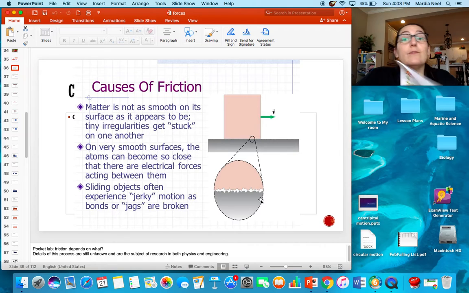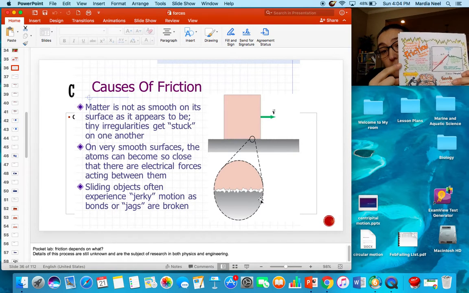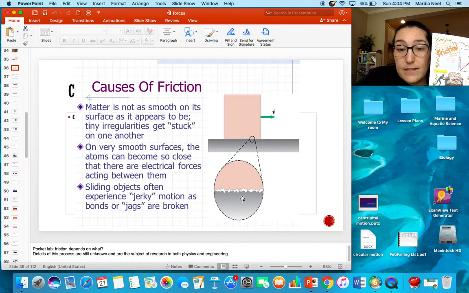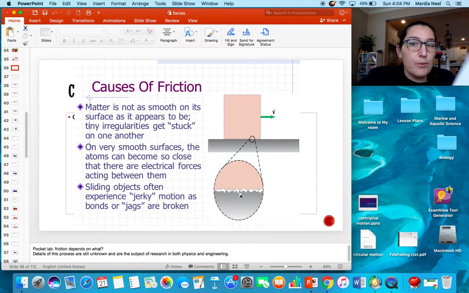If you look at your Doodle notes, there's a reason it's got all of these little jagged edges around the outside. It's to remind you that these tiny little things called microwelds are what cause friction. The details of the process of causing friction are still unknown. It's still something we're researching. We're learning more and more about it every year, but it's not fully understood yet.